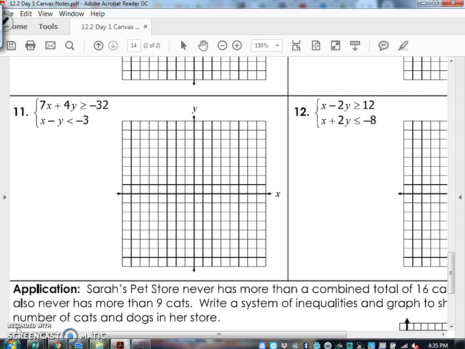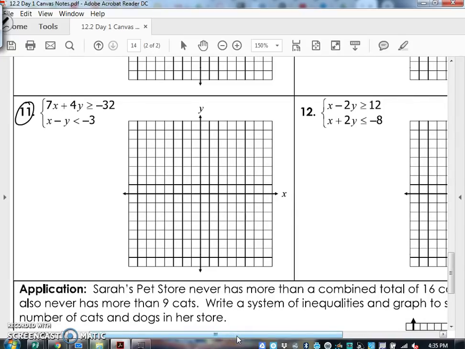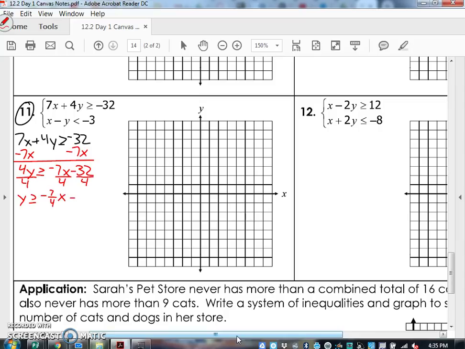All right, let's do one more example here. We're going to look at problem number 11, which is 7x plus 4y is greater than or equal to negative 32, and x minus y is less than negative 3. We take our 7x plus 4y greater than or equal to negative 32 and get that in slope-intercept form. I'm going to subtract 7x from both sides. This will give me 4y is greater than or equal to negative 7x minus 32. Notice I don't combine those into one term; they're unlike terms. Divide by 4 on both sides, and I get y is greater than or equal to negative 7/4 x minus 8.